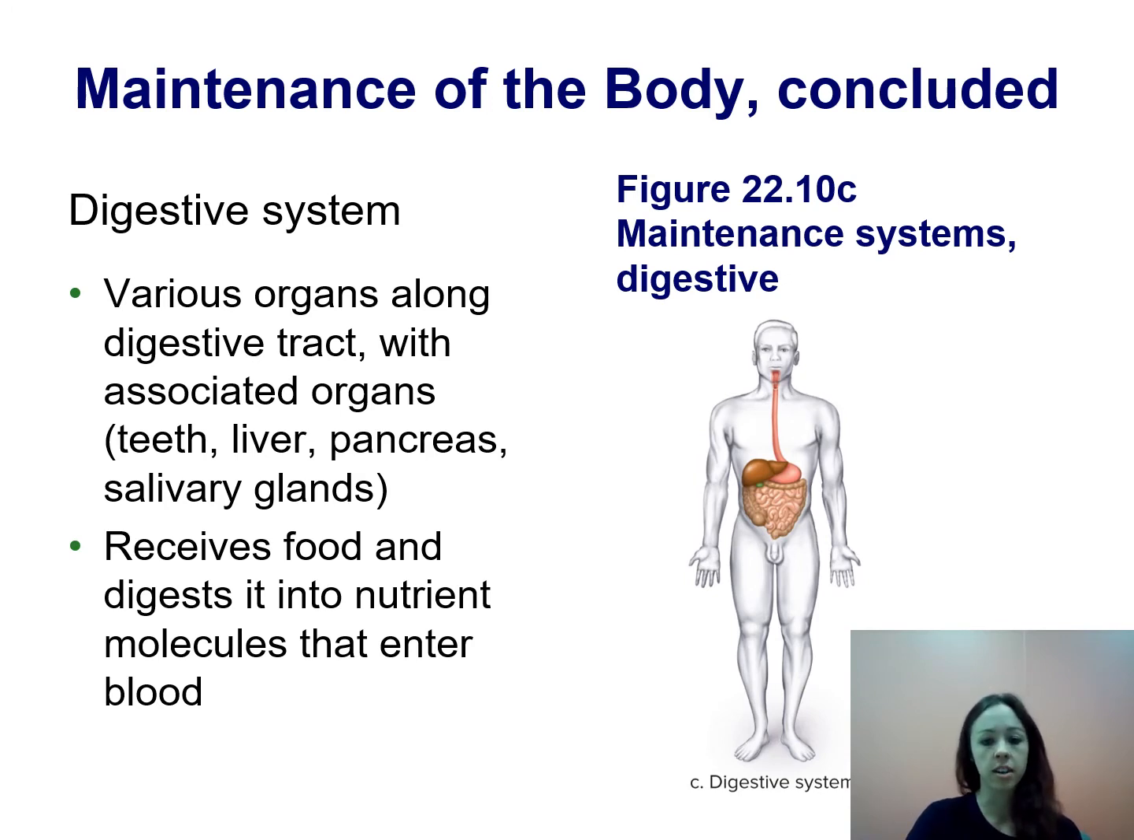A digestive system can be compared to the mitochondria in the cell, which breaks down glucose into ATP, a form of energy that the cell can use for all of its different processes.